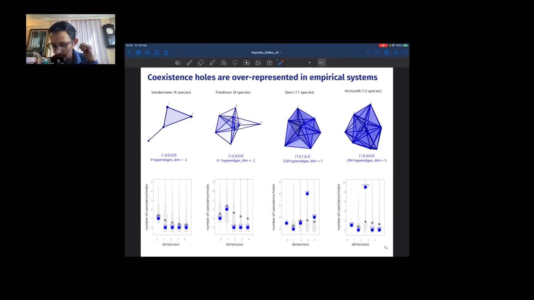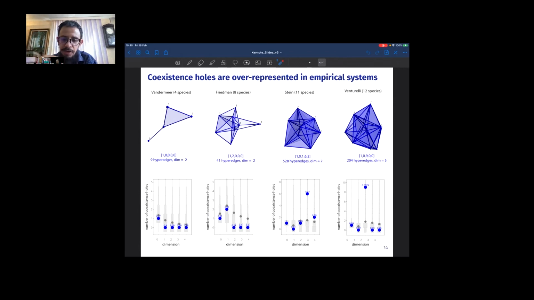And this is what I am trying to show you in these panels at the bottom. What you will see in these panels is blue points that correspond to the actual real ecosystem. And then you will see some gray bars that represent what is expected just by chance, and some gray points that represent the expected number of holes of each dimension just by chance, all right? And what you observe is that for small systems, for example, for Van der Meer, the blue point is below the gray point.